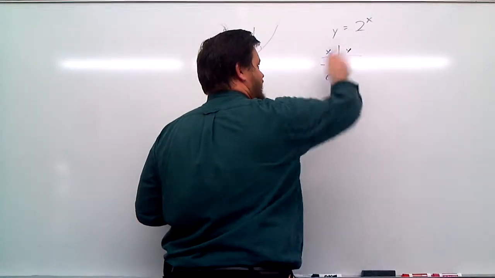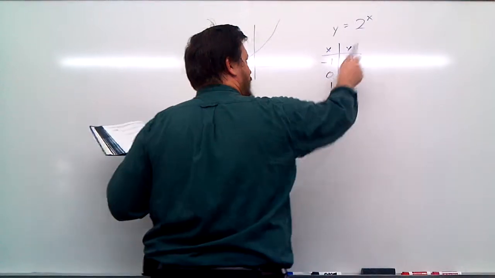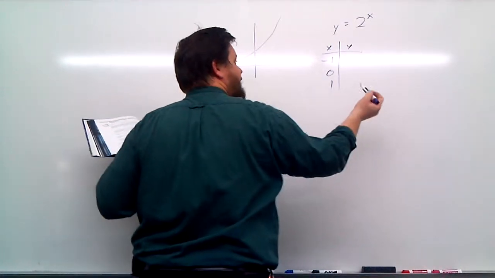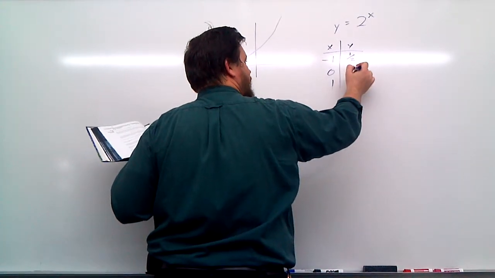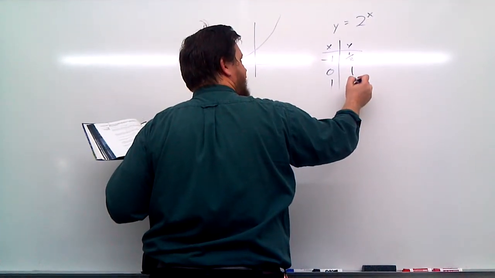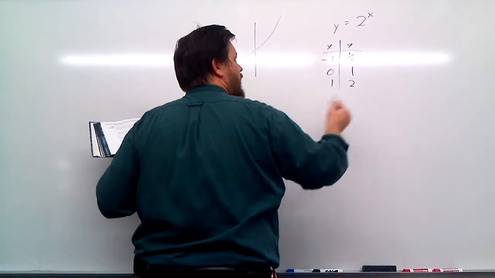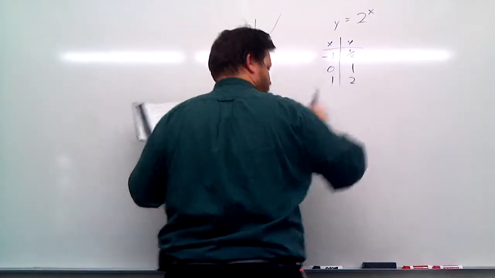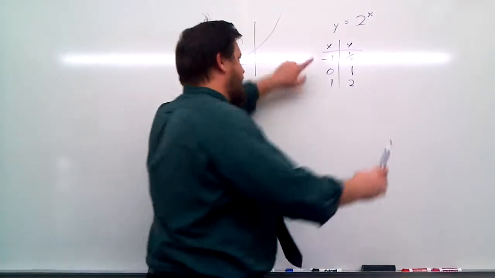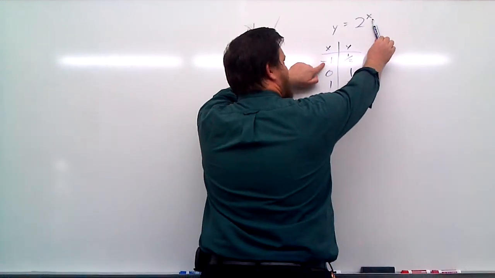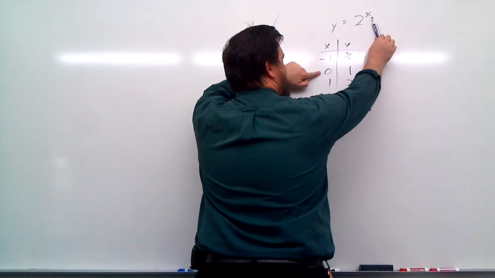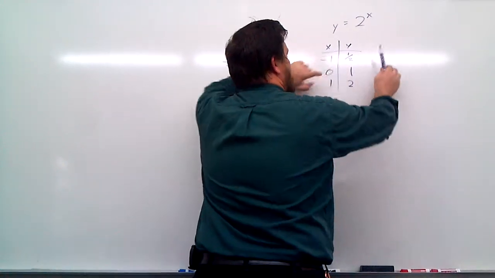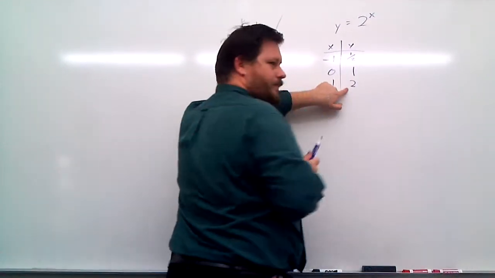If in this equation I plug in a -1 for the x, what's y? 1/2. If I plug in a 0 for the x, what's y? 1. If I plug in a 1 for the x, I get 2. 2 to the -1 power is 1 over 2. 2 to the 0 power, anything to the 0 power is 1. And 2 to the first power is 2.